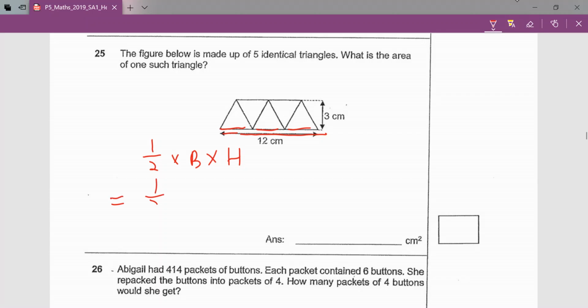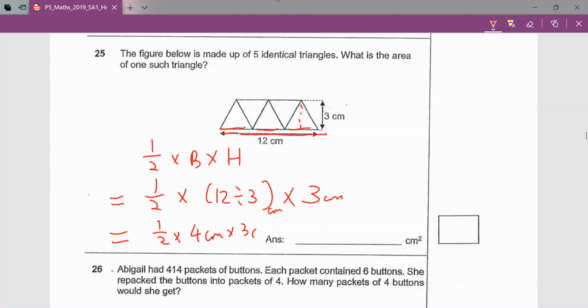So over here, as you can see, the base is 12 divided by 3 bases over here. One base is 4 basically, times the height. The perpendicular height they already gave you is 3. So if you add in the cm, you're going to get half times 4 cm times 3 cm, which is basically 2 times 3, which is just 6 cm squared. Answer is 6.